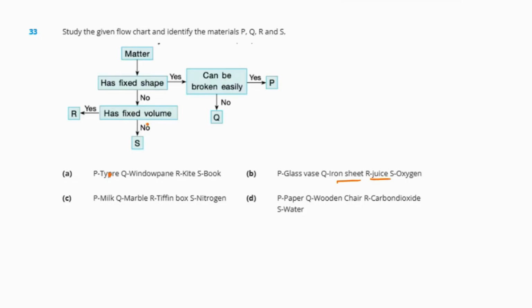And S is what? That is no fixed shape and no fixed volume. That can be any gas, right? Yes, gas items. So that can be oxygen. Oxygen is a gas, right? So we can say that option B is the correct answer, which is matching all these P, Q, R, and S.